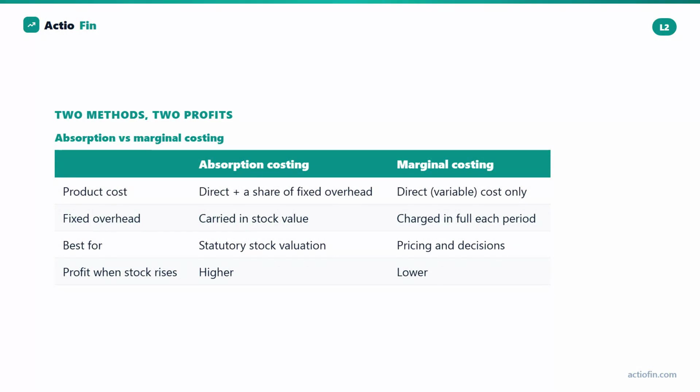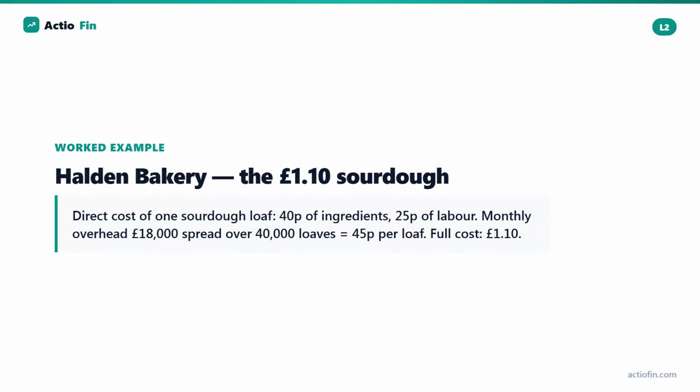Let us make it concrete with Halden Bakery. One sourdough loaf takes 40 pence of ingredients and 25 pence of direct labor, so 65 pence of direct cost. The bakery's monthly overhead, rent, ovens, the manager, electricity, is £18,000. It bakes 40,000 loaves a month, so overhead absorbed per loaf is 45 pence. Add it up and the full absorption cost of one loaf is £1.10.